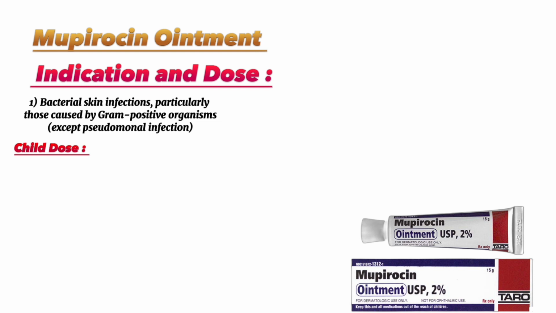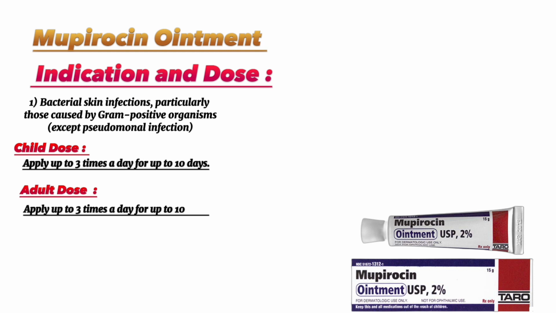Child dose of mupirocin: apply up to 3 times a day for up to 10 days. Adult dose of mupirocin: apply up to 3 times a day for up to 10 days.